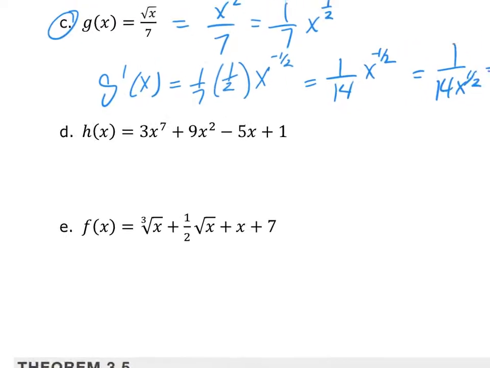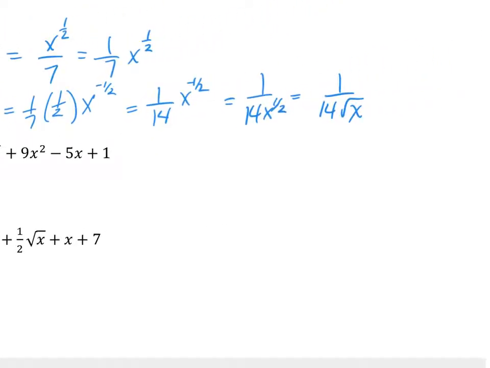Wait a minute, I have a question. How did x get down to the denominator from the numerator? So we have this rule that says if a is raised to the negative n, this becomes 1 over a raised to the positive n. That makes sense. Okay.